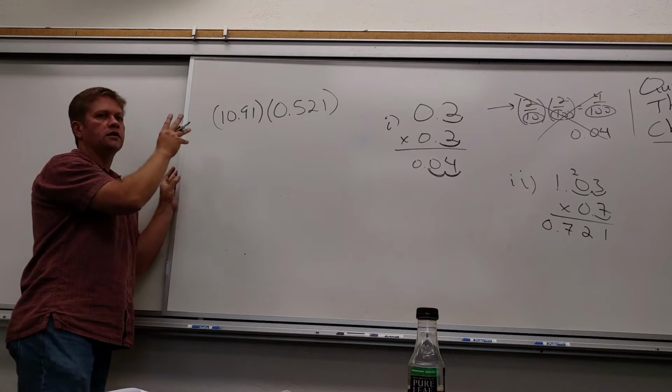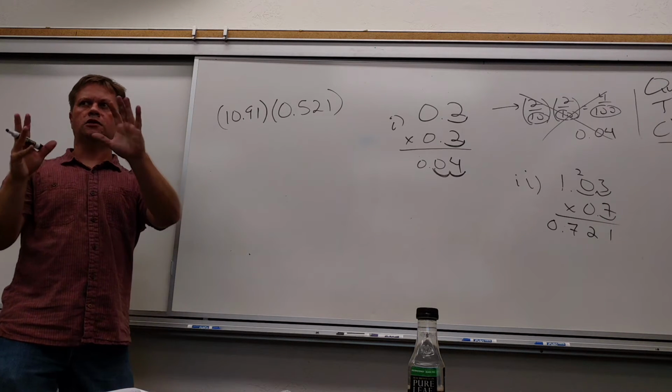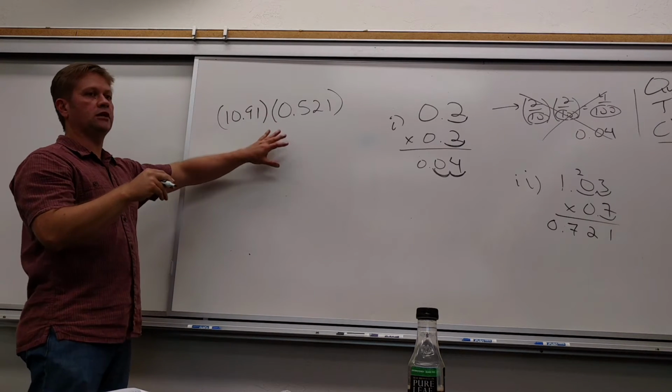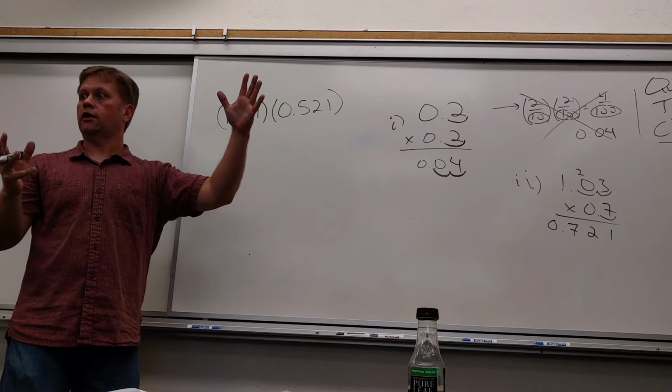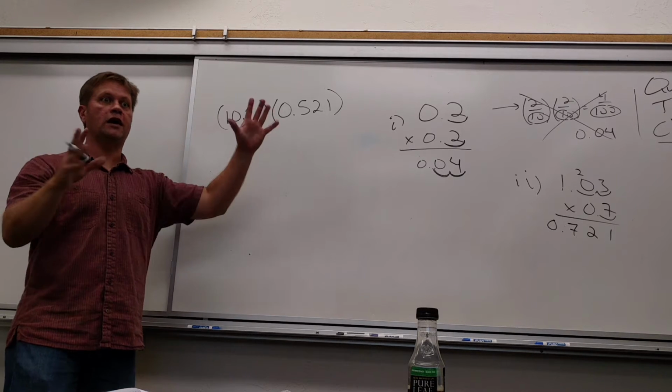So 2 things came out of that. Estimation is awesome because then if your answer is 527.7, you know it's not right because your estimate was roughly 5.